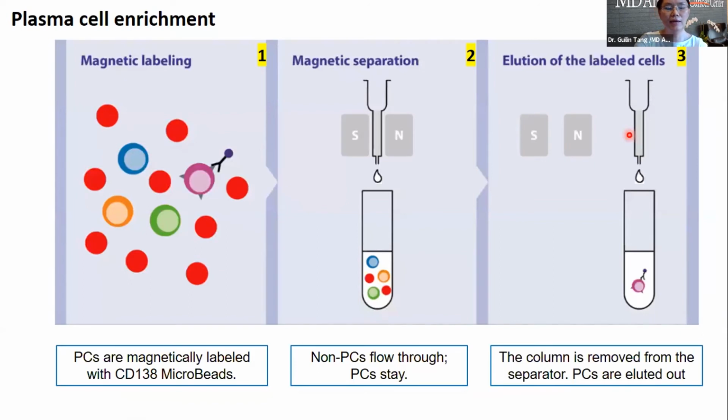So the mechanism is by the RoboSep cell. You have magnetic microbeads, and you have a CD138 antibody, and plasma cells have the CD138 antigen expressed on the surface. You mix them together so the beads label the plasma cells. Then you put the tube in a magnetic environment. The cells without the microbeads fall through, and we can collect those. The plasma cells, because of the magnet, stay in the tube. After you wash out the non-plasma cells, you move the tube away from the magnet and elute out the plasma cells, and they become so pure.